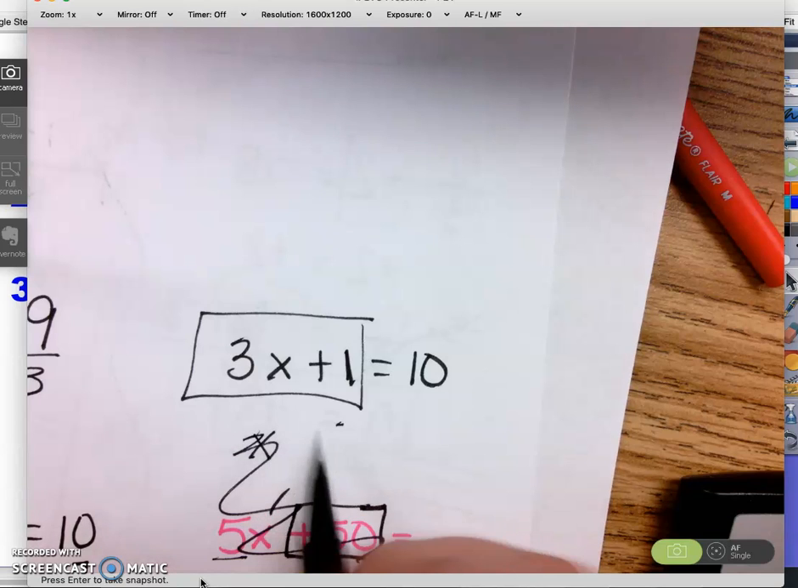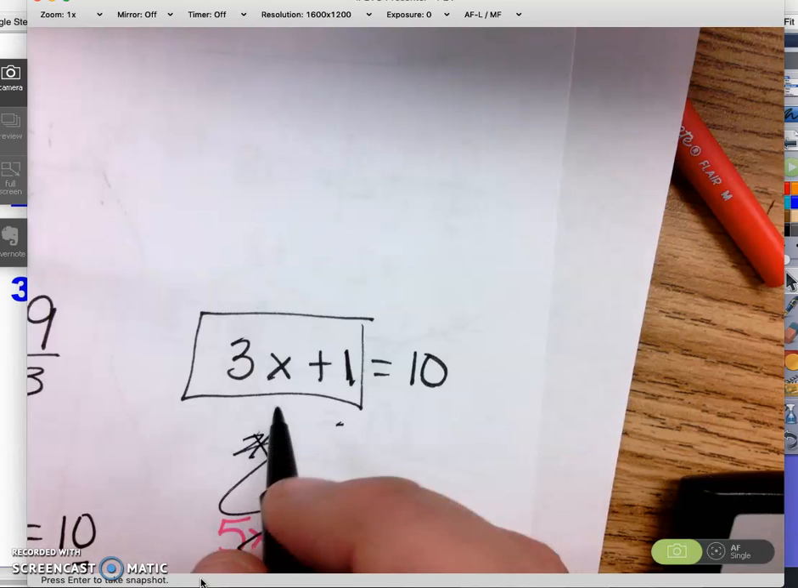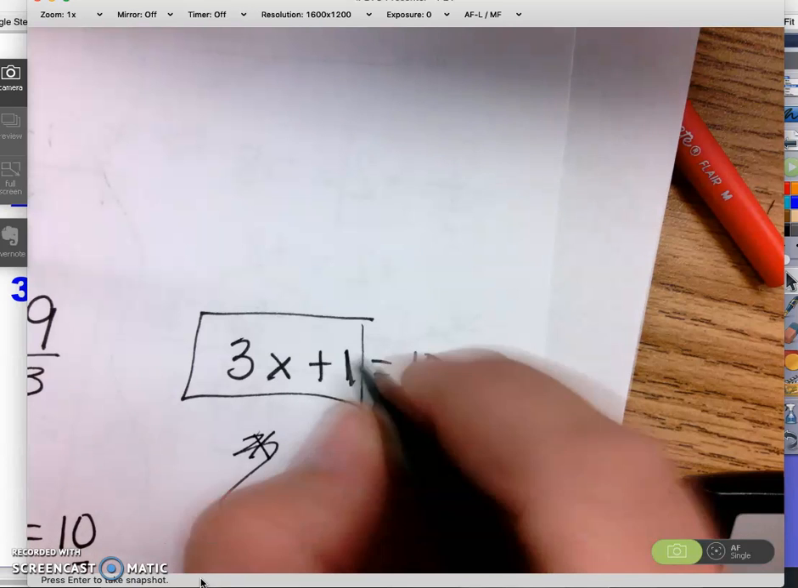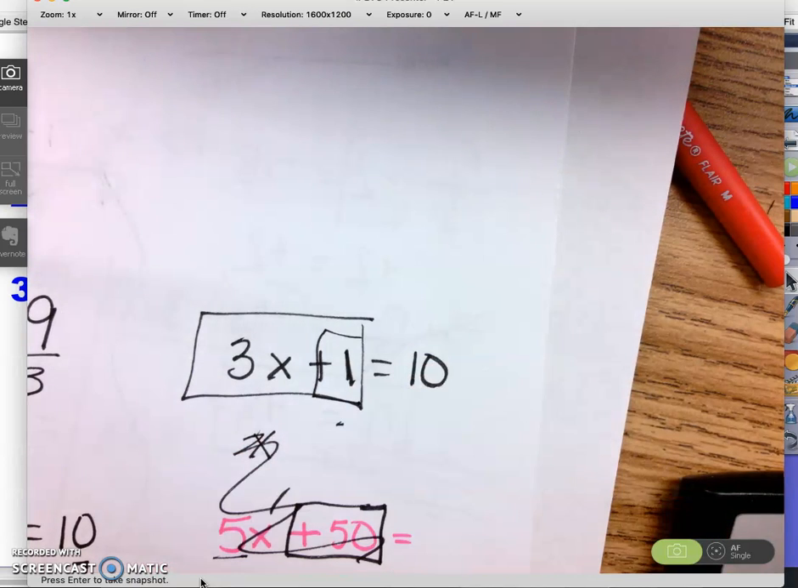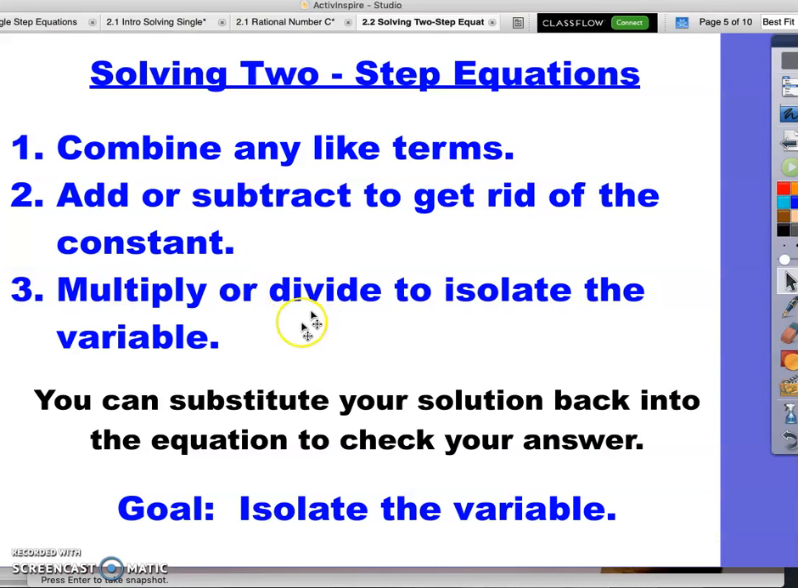The kids were getting confused earlier in earlier classes. So I want to get rid of my constant first, and to get rid of a positive 1, I would subtract 1. So I add or subtract to get rid of my constant, and then I multiply or divide to get rid of my coefficient. So we're going to do a few.